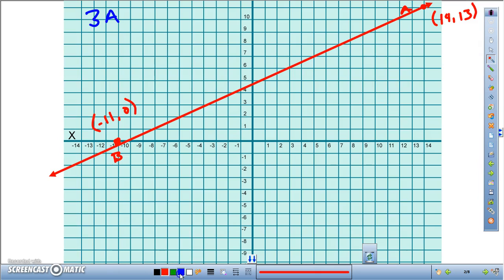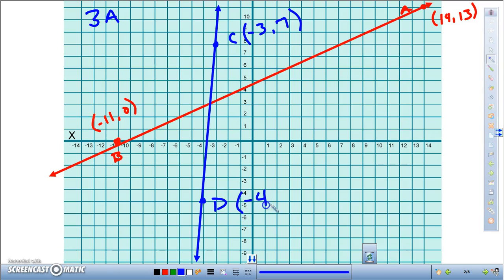All right, and point C is located at (-3, 7). And point D is located at (-4, -5). So there is line CD. Oh, and I forgot to label those. So let's go ahead and label that C, (-3, 7), and D is at (-4, -5).